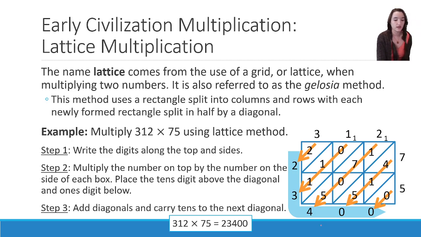We can check this using our regular methods, but essentially we're doing a very similar thing to what we do when we do long multiplication. It's just possibly a little bit simpler, though it takes a little bit more effort to write out the method because you have to draw the lattice work.